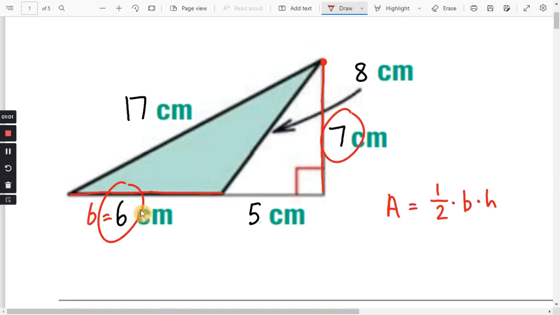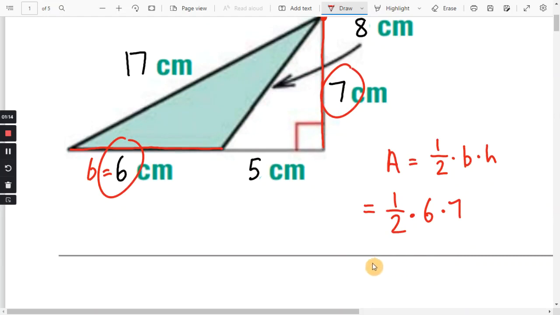All right, so here's the base, here's the height. So it just equals 1/2 times 6 times 7. Okay, and half of 6 times 7, half of 6 is 3, times 7 is 21. The units were in centimeters. So when we did centimeters times centimeters, it's going to be centimeters squared. Okay, the multiple choice should say centimeters squared.